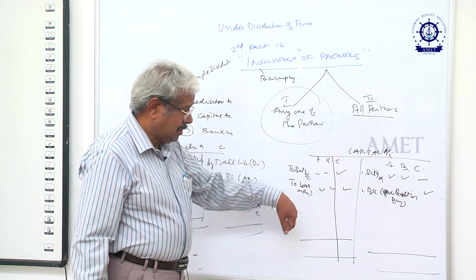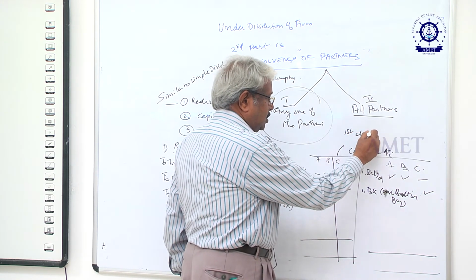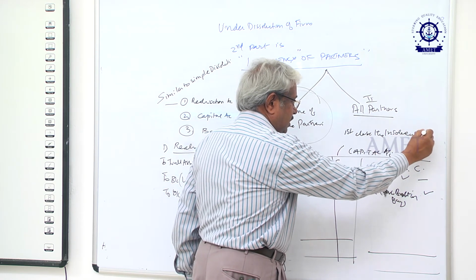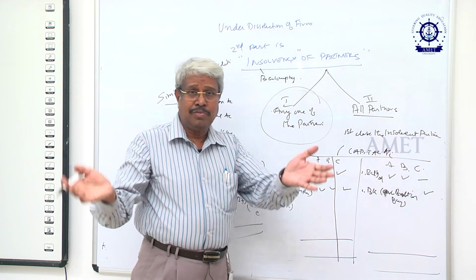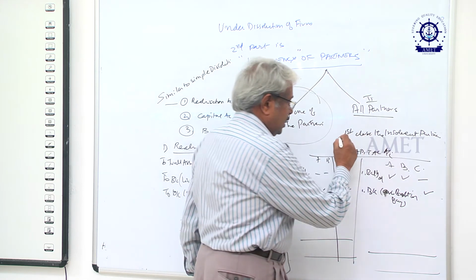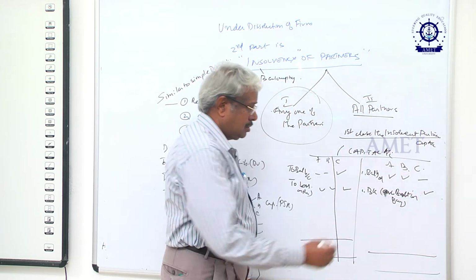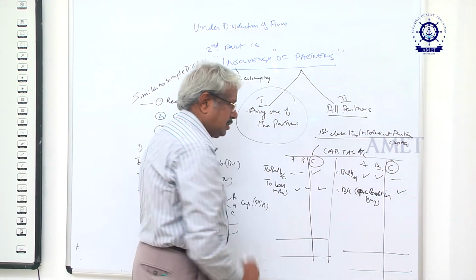Now, find out the balance. First, you have to close the insolvent partner's capital account. You cannot close all the partners' capital accounts simultaneously, as we did in the previous simple dissolution concept. So first close the insolvent partner's capital account. The insolvent partner is C. So round it off. C becomes insolvent.